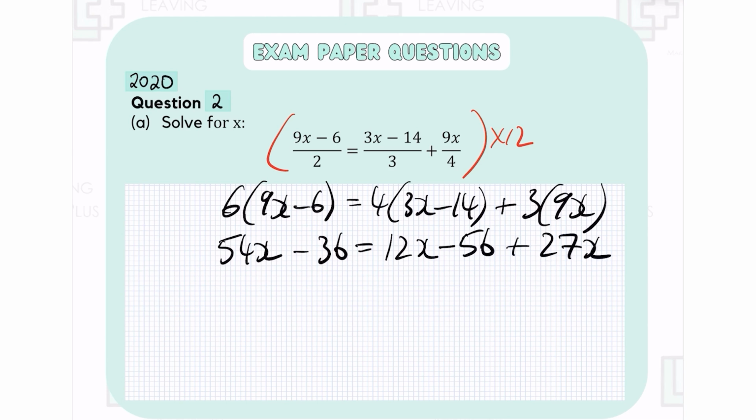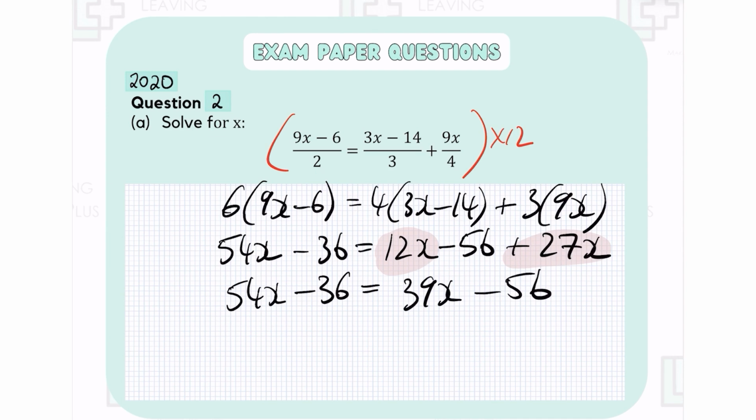Now, I'm going to simplify here, so I'm not going to start trying to do things too quickly. Let's simplify. So on the left-hand side, there's nothing really we can do with 54x minus 36, but on the right-hand side, you see there are like terms, 12 and 27. They go together as 39x with my minus 56.